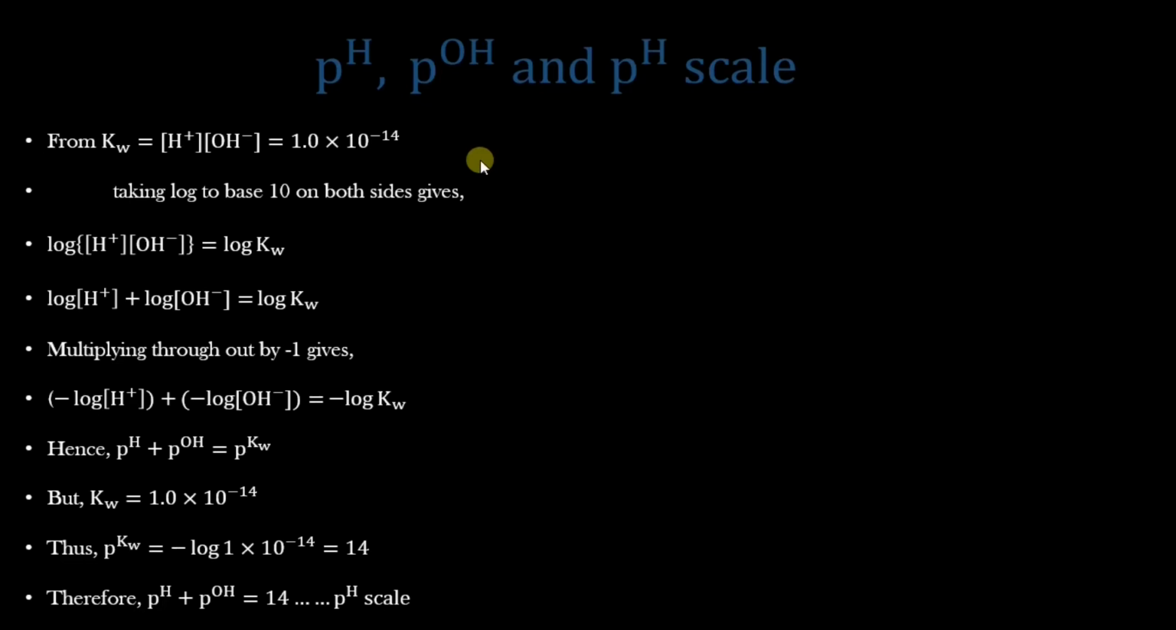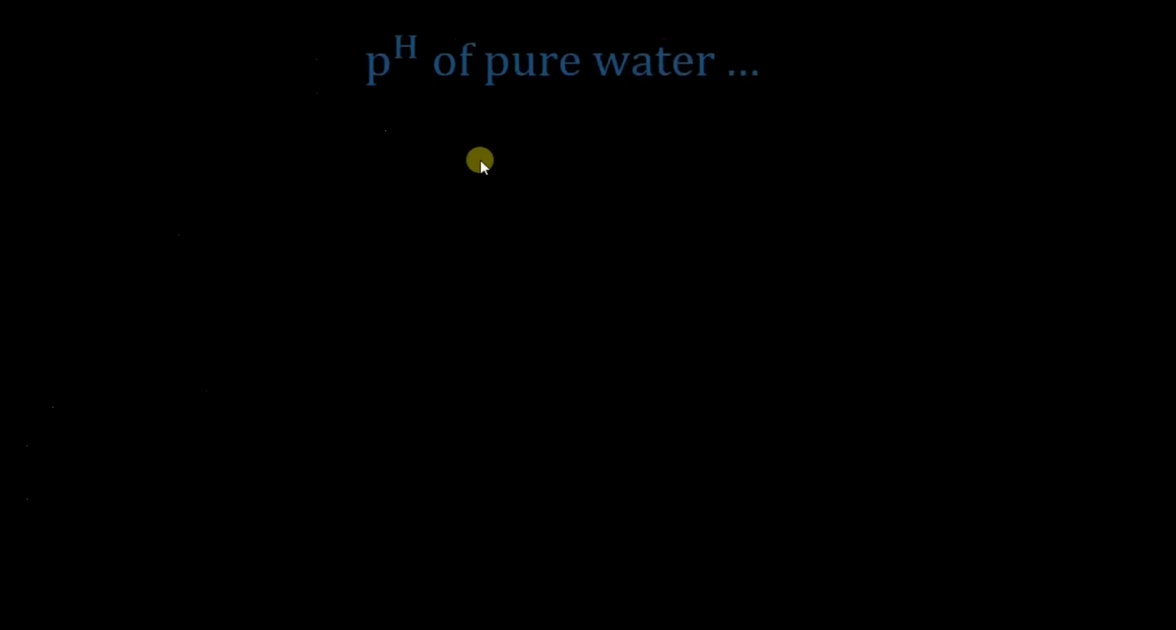Which means at any one point, if you have the value of pH and you're supposed to find the pOH, you simply have pOH equaling 14 minus pH. Or if you have the pOH and you want to obtain the value of pH, you simply get 14 minus the pOH, and that will be it.